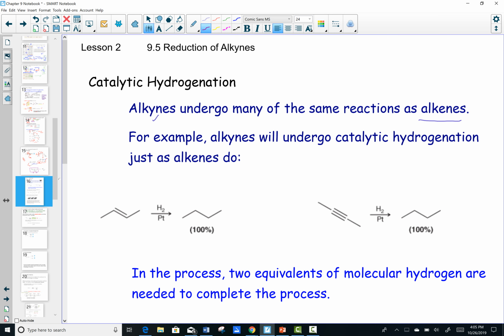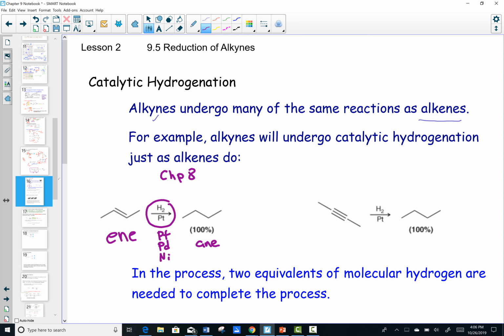Taking the molecular hydrogen, H2, and sitting it on top of an arrow means we're going to add across the double bond, the ene, in the presence of a platinum or palladium or a nickel. All of those work well. Platinum, palladium, or a nickel catalyst is a surface catalyst, and 100% of that double bond goes to an ane, a saturated hydrocarbon. Again, this is something we just came off of from chapter 8.